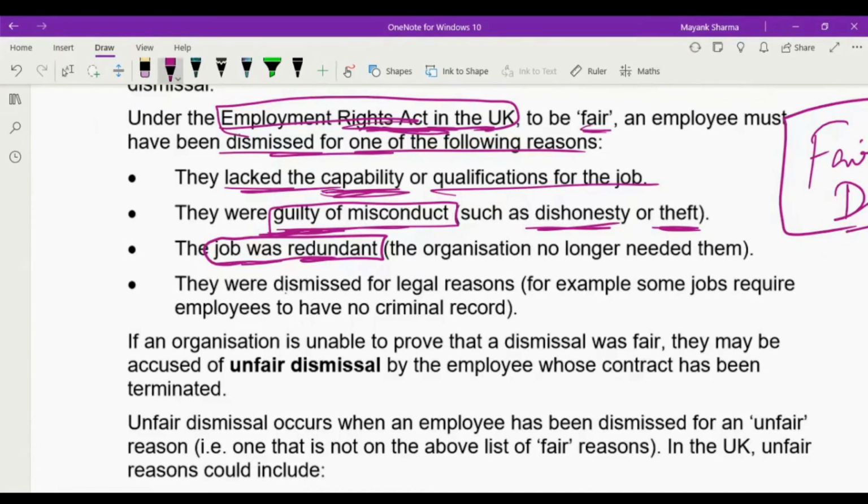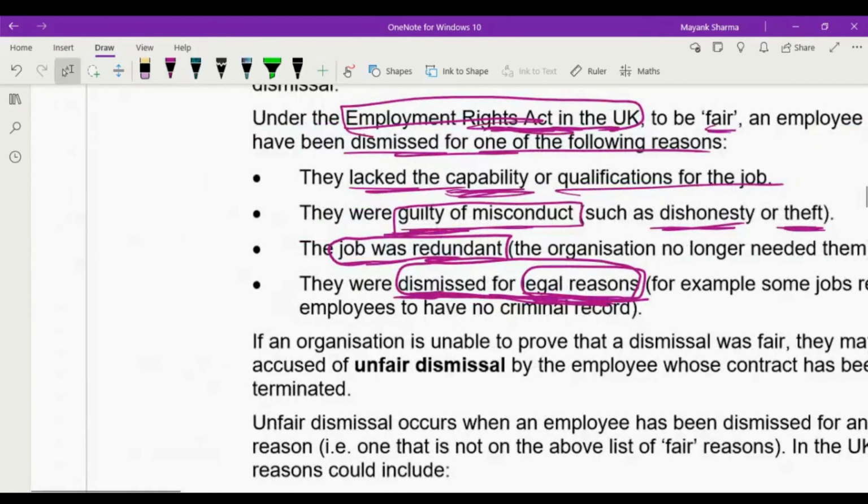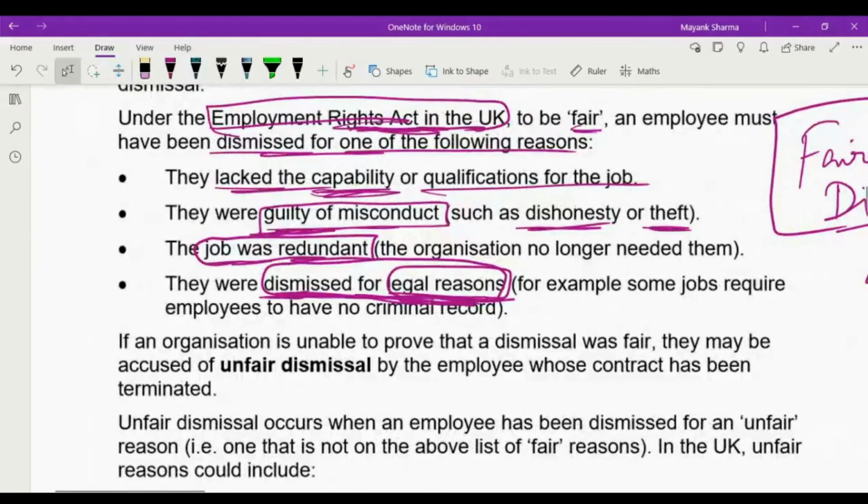They can also be dismissed for legal reasons. There can be legal reasons, like in the terms of employment it was stated that you should not involve yourself in employment somewhere else, or you should not be involved in some criminal activity or drug abuse. And later on, it was found that the employee was involved in drug abuse or criminal charges are there against the employee. Then that dismissal is for legal reasons, right? So if these 4 reasons are the reasons for dismissal, then that kind of dismissal is fair dismissal.